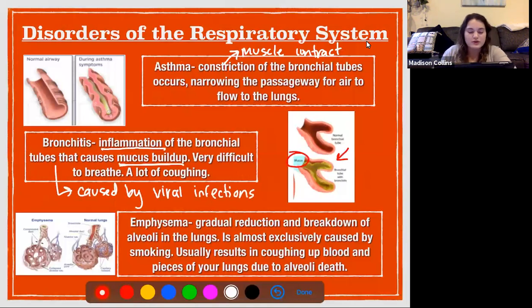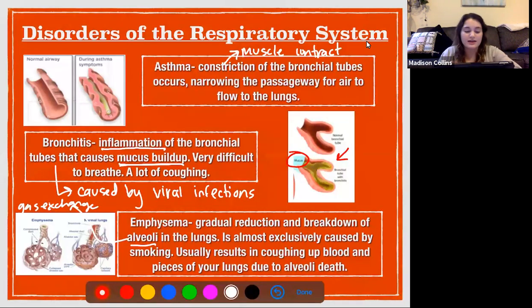Okay, and the third disorder we need to know is something called emphysema. This is the gradual reduction and breakdown of alveoli in the lungs. And remember, alveoli are where we see that process of gas exchange. Okay, it is almost exclusively caused by smoking. This usually results in coughing up blood and pieces of your lungs due to alveoli death. So that's gross. Let's not smoke so that none of us end up with emphysema.